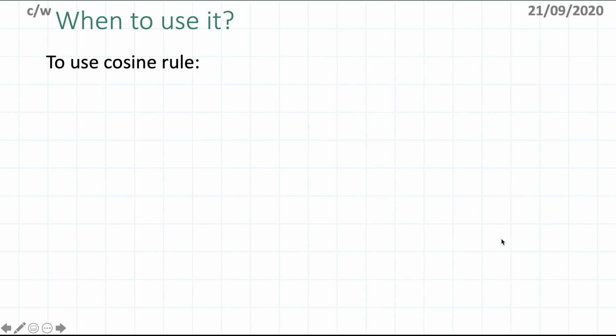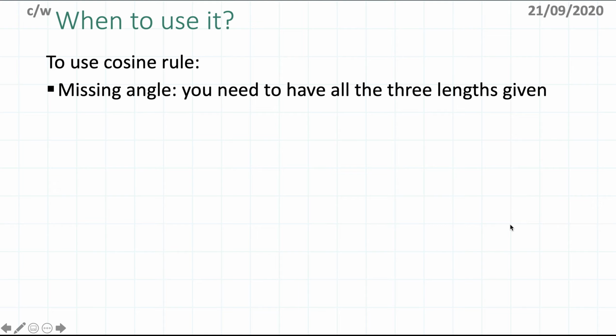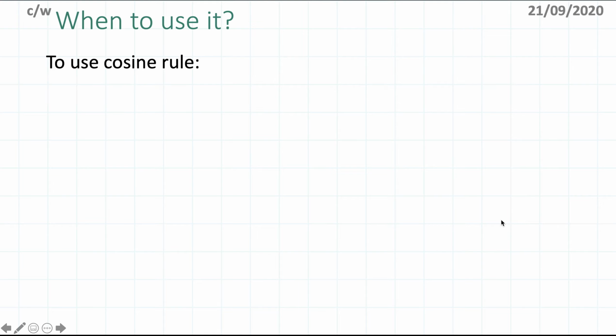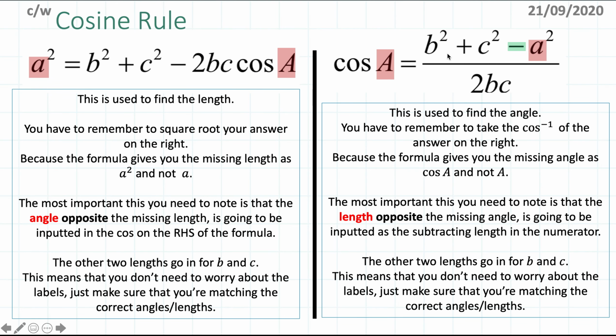So again, if you need a missing angle, you need to have all three lengths, because if you notice in the second formula, you need B, C, and A, so you need all the lengths available in order to find the missing angle.